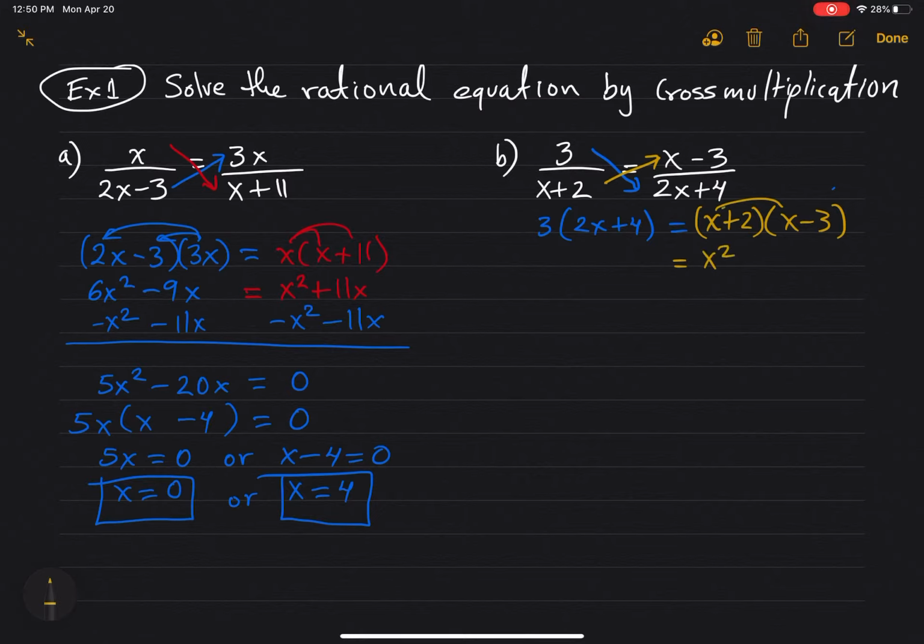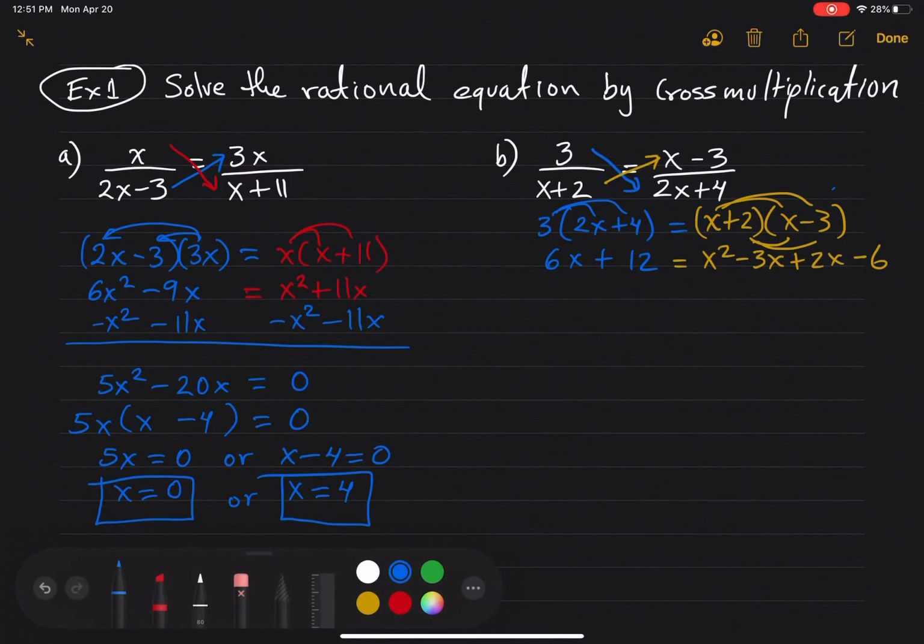I have x squared minus 3x plus 2x minus 6. And on the left side, we're going to get 3 times 2 is 6x, and 3 times 4 is 12. Again, it's a quadratic equation, so we're going to have to move everything to one side. I'm going to start by simplifying the right side first, because we do have some common terms.